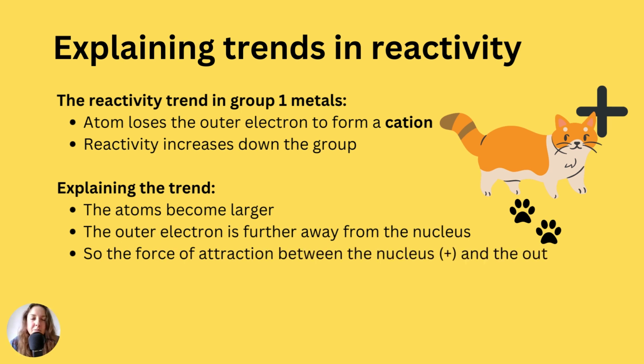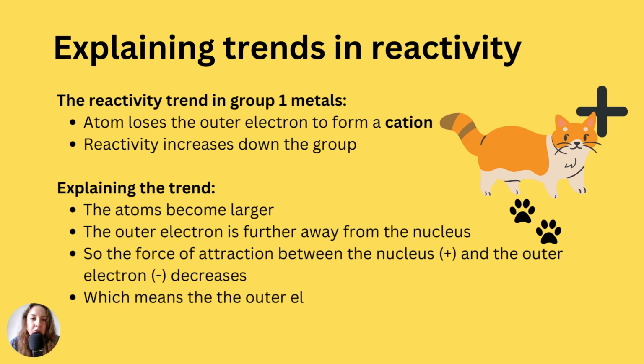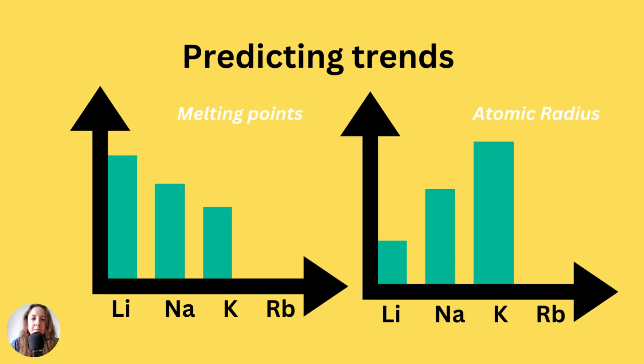To explain this, it's because the atom gets larger as we go down the group, and the outer electron is further away from the nucleus. So the attractive forces between the positive nucleus from the protons and the negative electron decrease. They're weaker because of that distance. And this means that the outer electron is more easily lost and therefore it is more reactive. And the reason it loses that electron, by the way, is so it becomes stable. Atoms want to have a full outer shell and become stable.